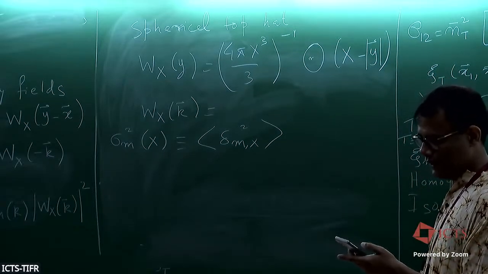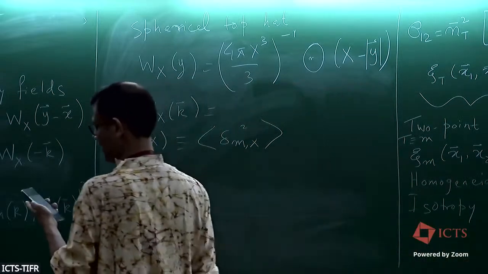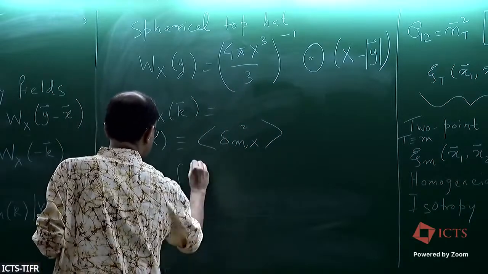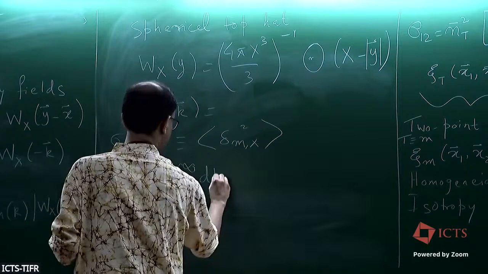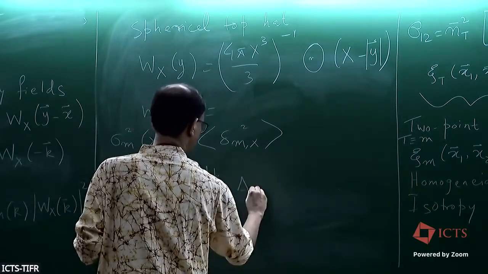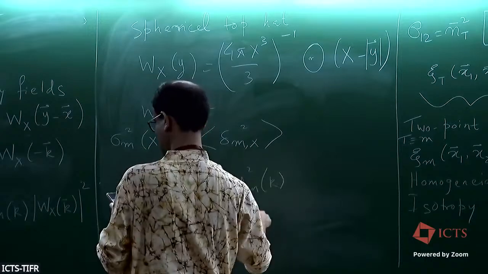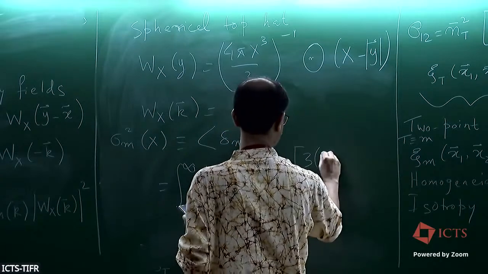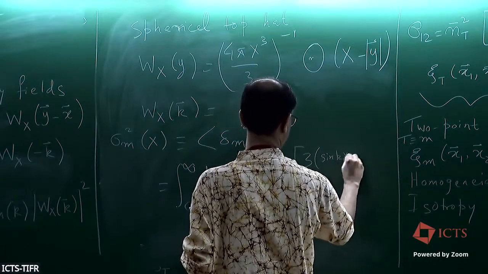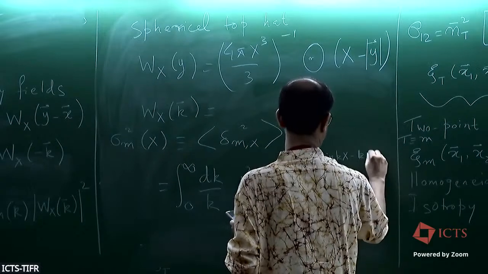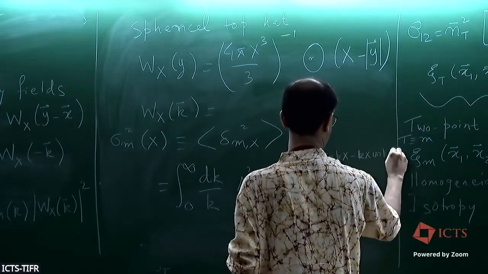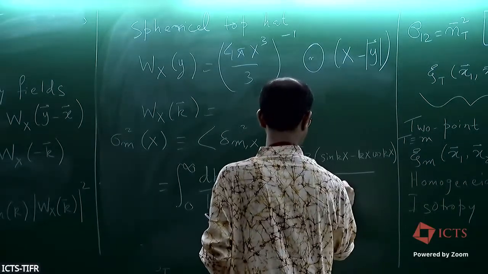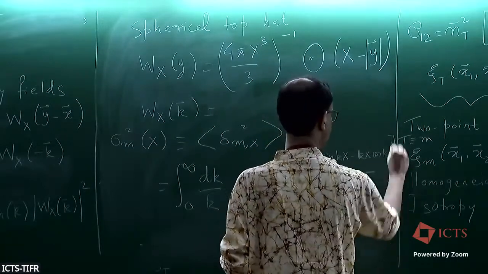And if this is a spherical top hat filter, so I'm just writing the final expression, this will involve calculating all these Fourier transforms. So it's dk by k, delta m square k, our dimensionless power spectrum appears here, and then this Fourier transform: 3 sine kx minus kx cos kx by k cube x cube, this whole thing square.